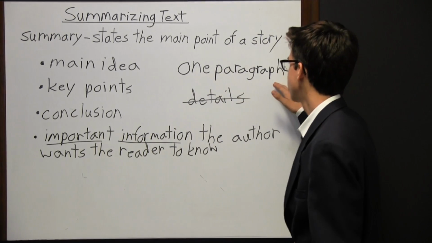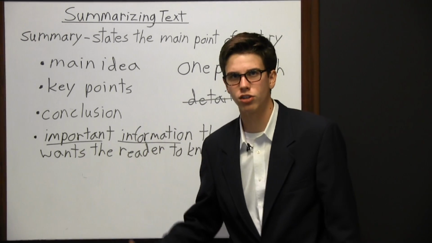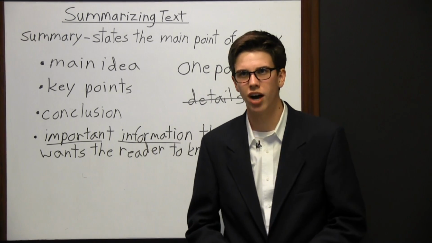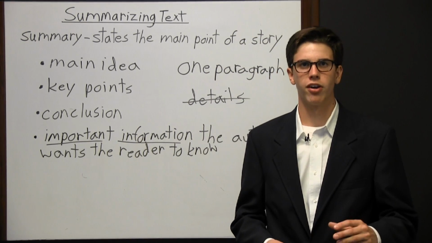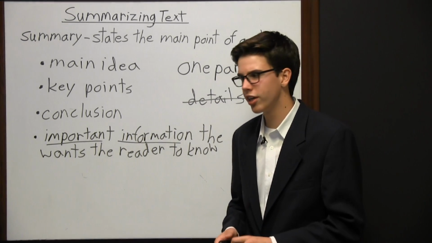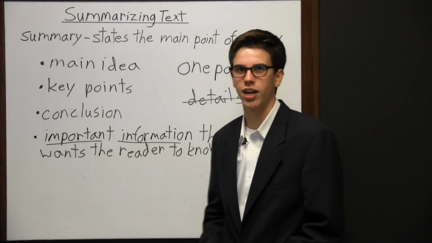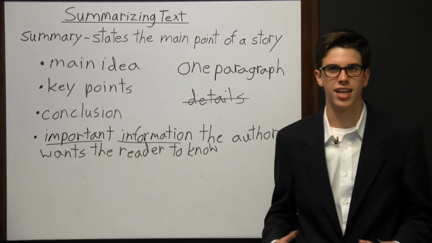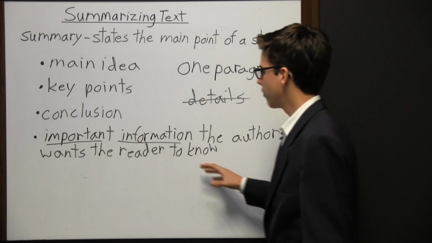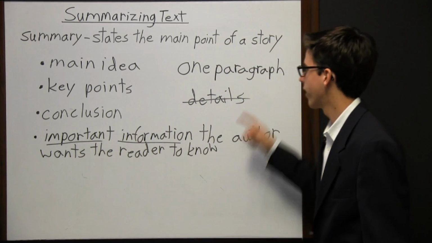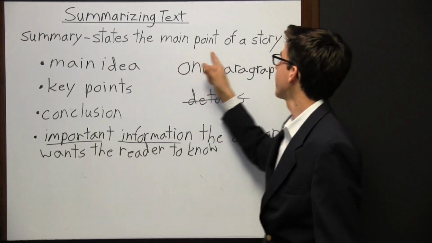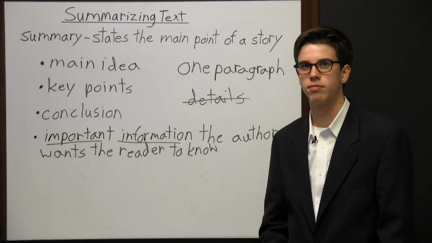So like I said, the summary is usually going to be 1 paragraph, but if it's a really long story that has lots of different settings, lots of different scenes, lots of different problems throughout the plot, you may need to write a paragraph for each main point or major part of the story. And then for that summary, you're going to write a few paragraphs, and then you're going to write a conclusion that's going to kind of summarize that whole story. And so only make a summary longer than 1 paragraph if you feel like you cannot include all the important information in 1 paragraph. So again, a summary states the main point of a story.